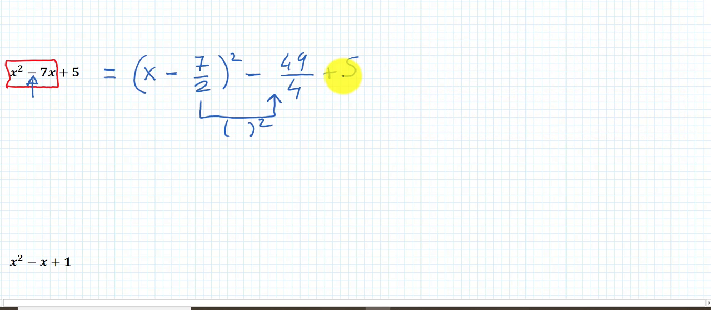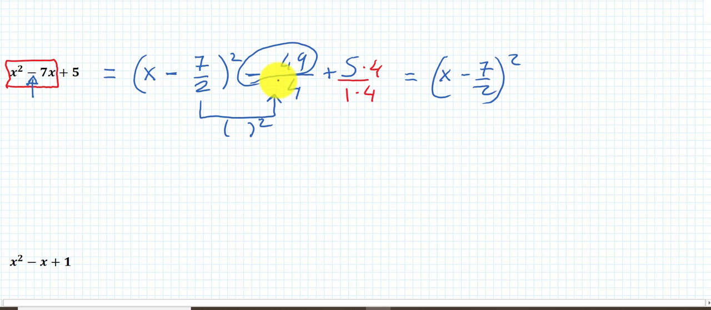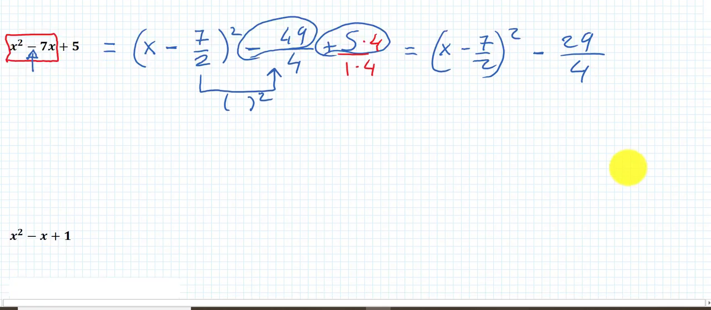Okay, so yes, there is a little bit more work right here. You need to combine the last two numbers. Okay, common denominator. So what is this? This is x minus 7 halves squared, minus 49 plus 20, is minus 29 over 4. Okay, one more example like that.